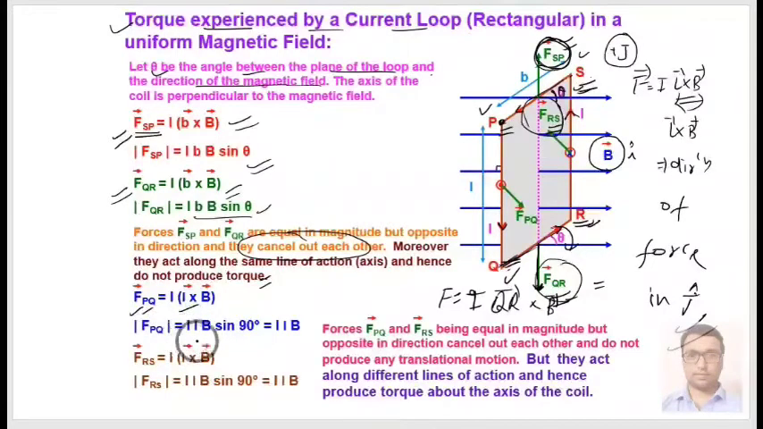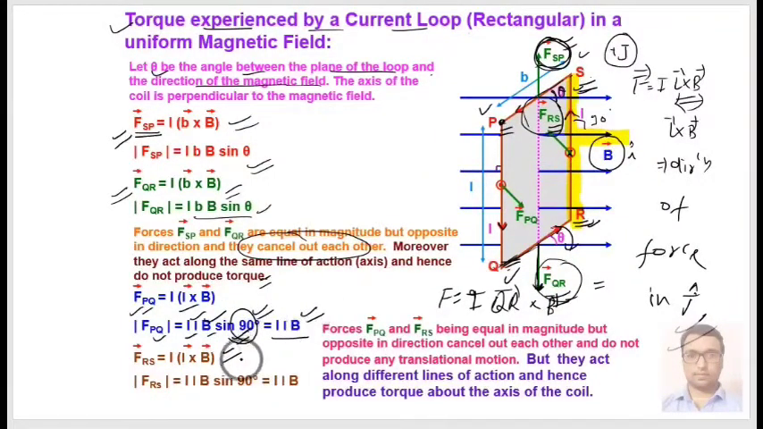Here it is mentioned in the form of an expression that FPQ will be I L B sin 90. Why? Because the angle between the length vector and the magnetic field vector is 90 degrees. You can see this branch. Let me highlight it for you. This branch, you can see its direction is plus j cap and the magnetic field is towards plus i cap. So the angle between both the physical quantities will be 90 degrees. So here it is mentioned, that is 90 degrees.